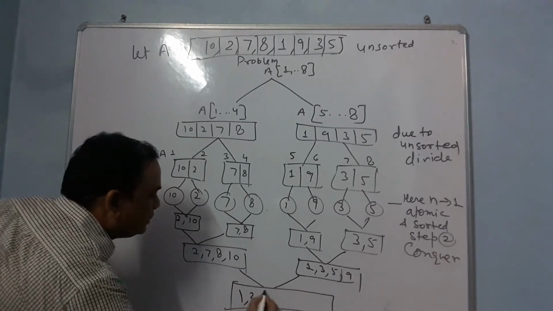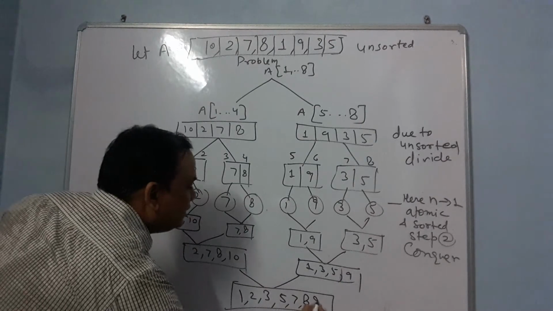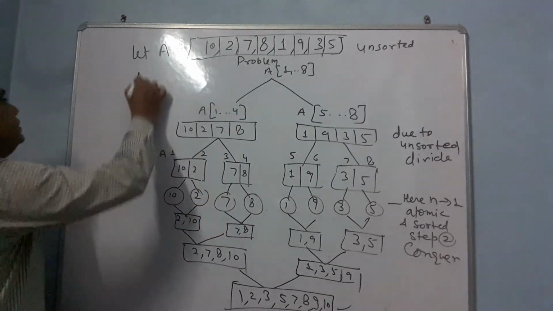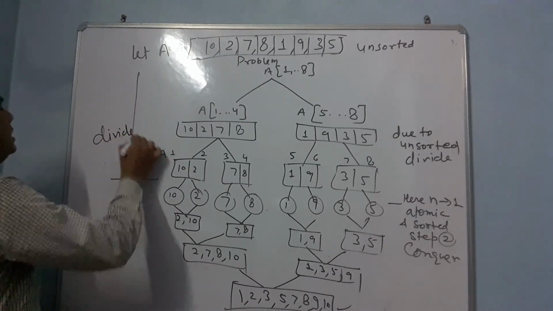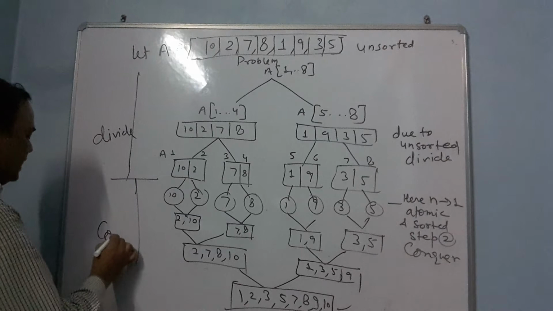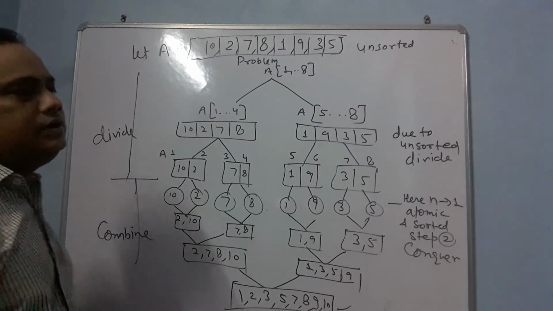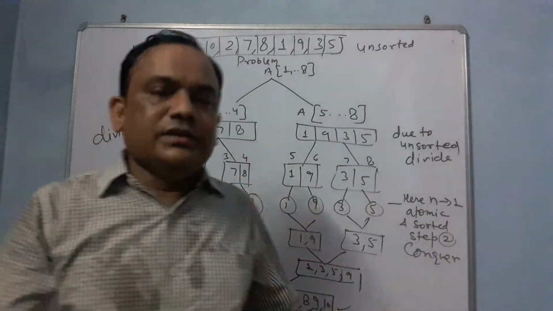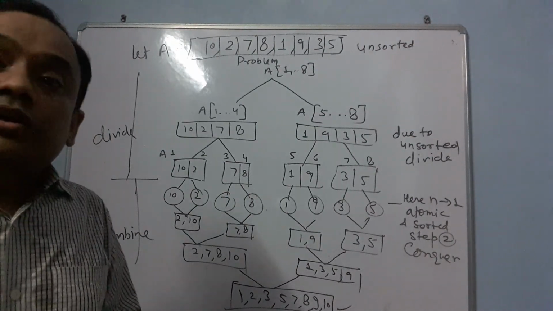And finally we find 1, 2, 3, 5, 7, 8, 9 and 10. It is our final result. Now here this is the divide approach and here this is combine. In the background we will have to use any algorithm implemented by the user or designer, that is called the conquer approach.